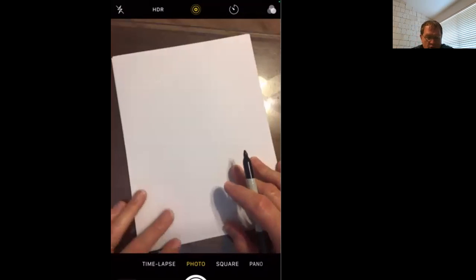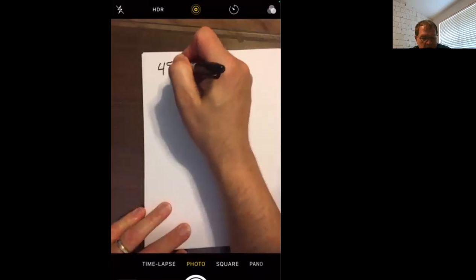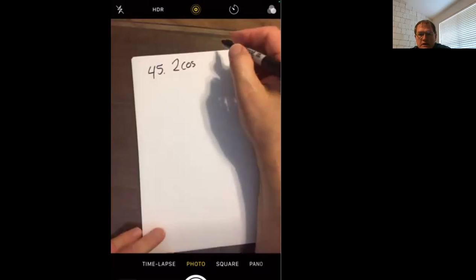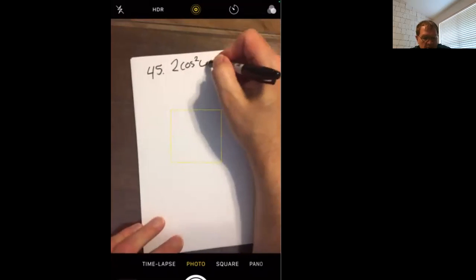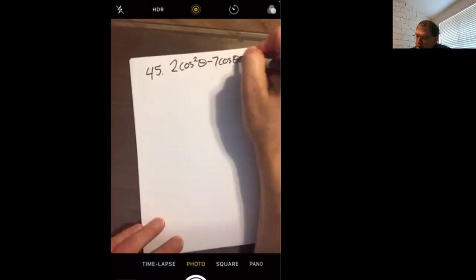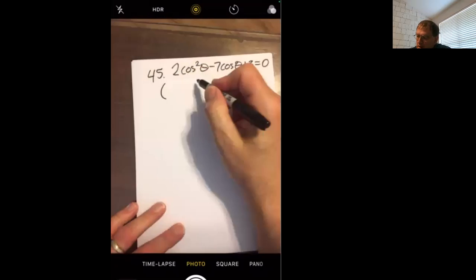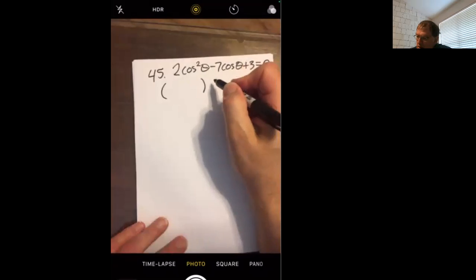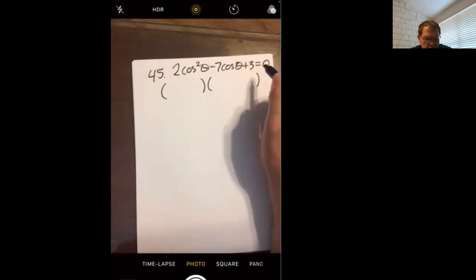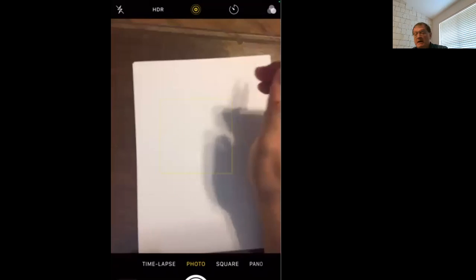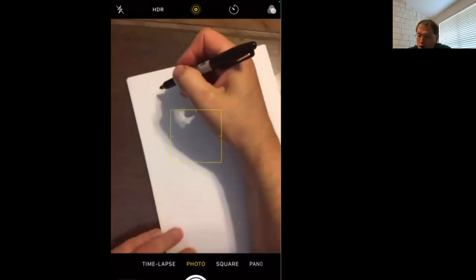How about one like 45? 2 cosine squared theta minus 7 cosine theta add 3 equals 0. Can't remember if I did this one or not. You know, I might have. Let's make it 47, just on the off chance I did. I know I didn't do 47.